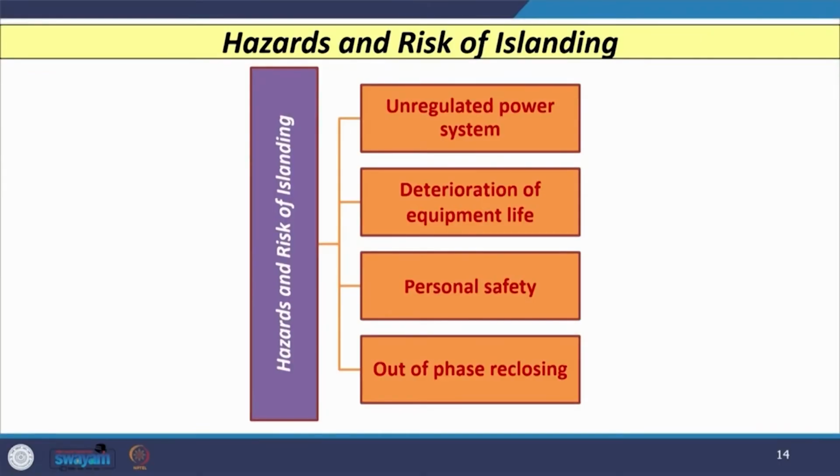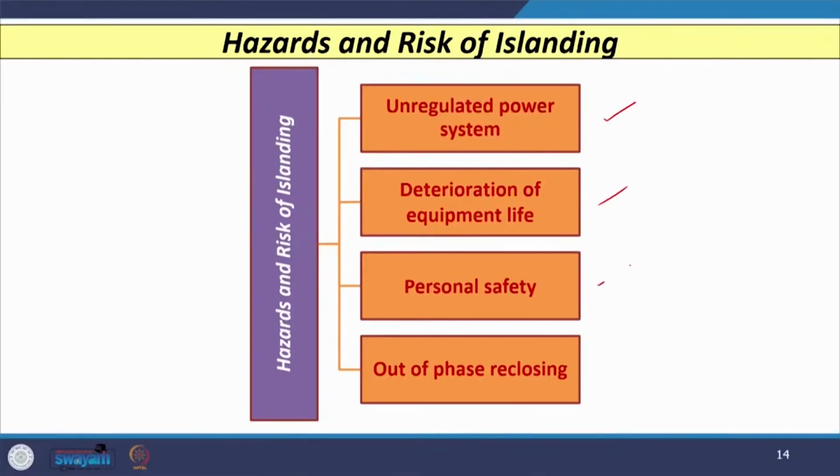So, let us consider the hazard and risk of islanding. Whenever islanding occurs, what will happen? These are the 4 important points we need to consider. The first one is that whenever islanding is there, an unregulated power system is there. Second, there is a possibility of deterioration of the life of the equipment connected. Third, personal safety issues are also there, and fourth, the out of phase reclosing issue is also observed. Now, let us discuss each issue one by one.